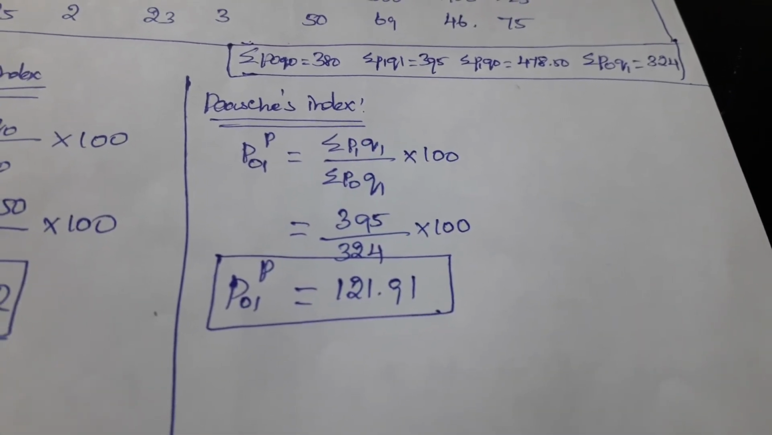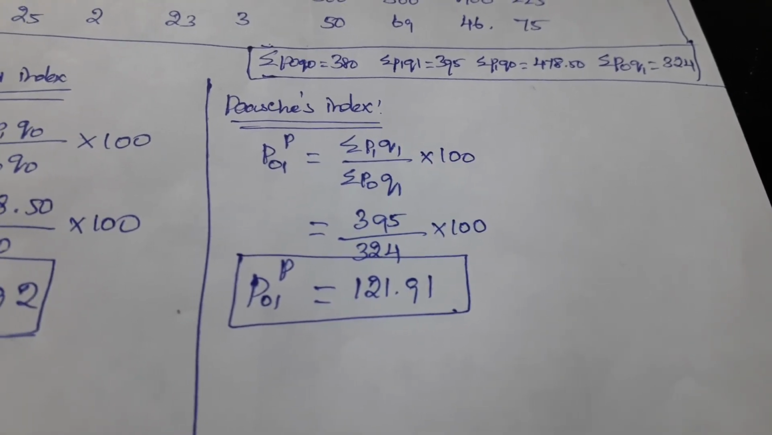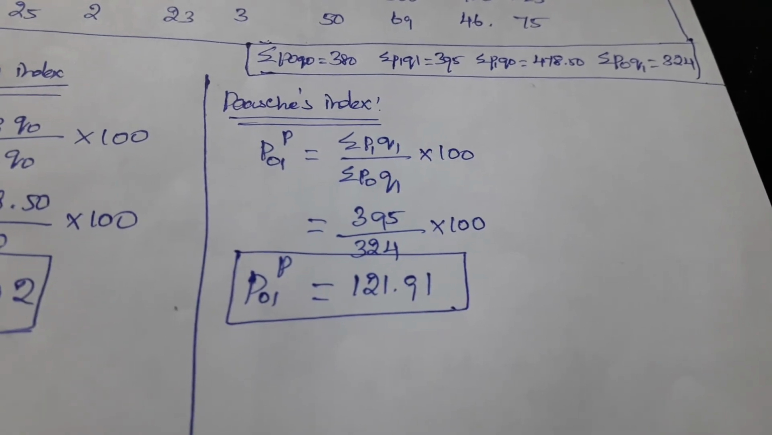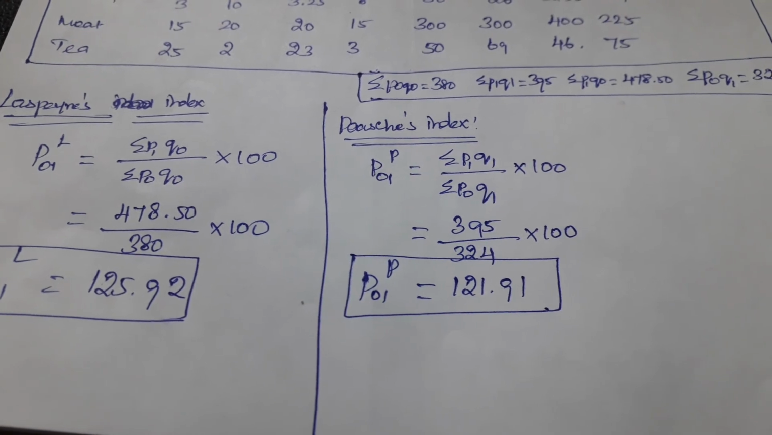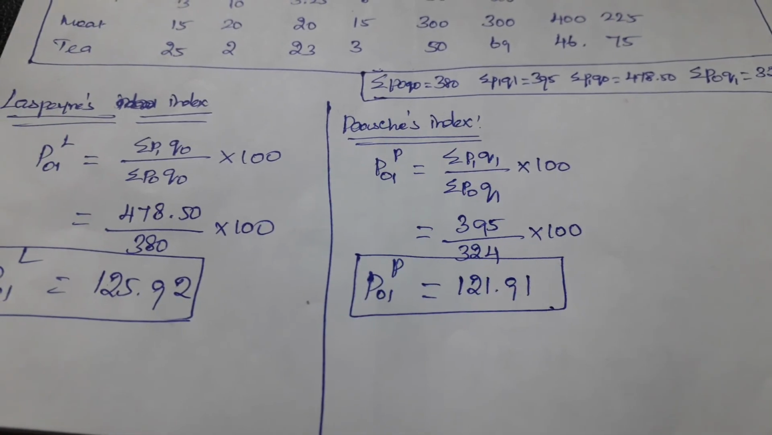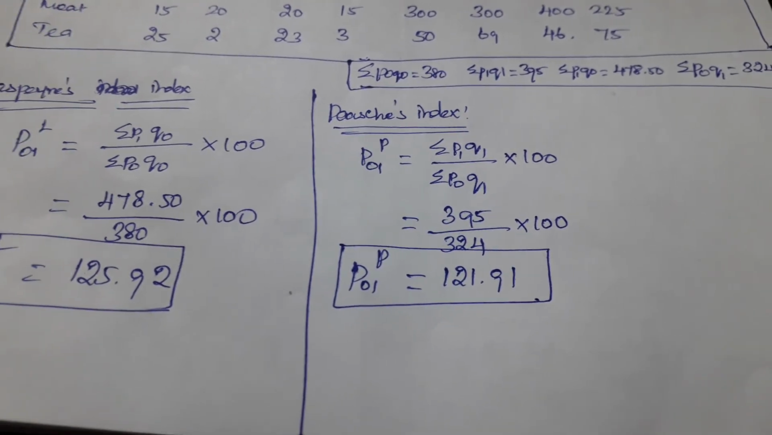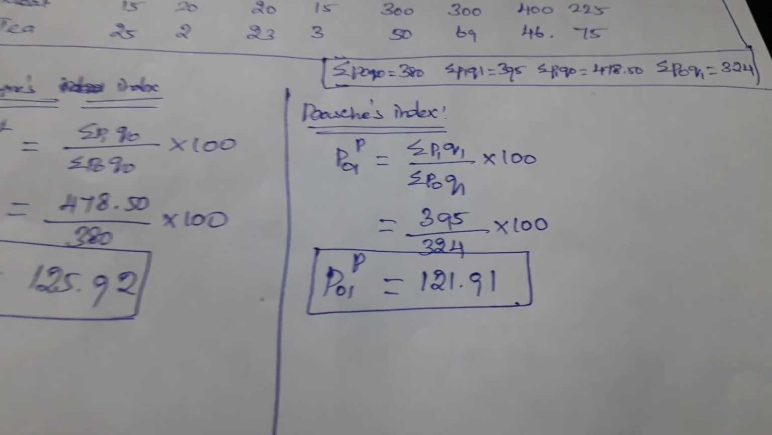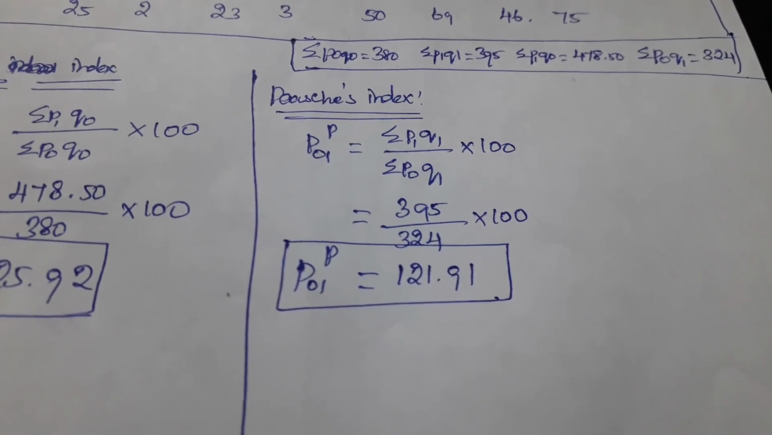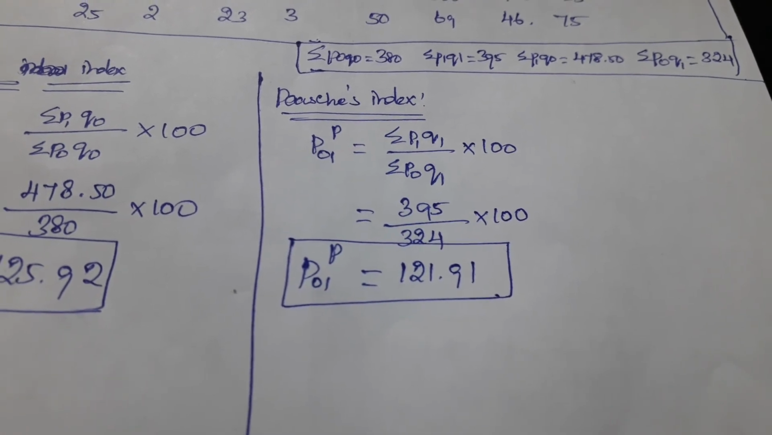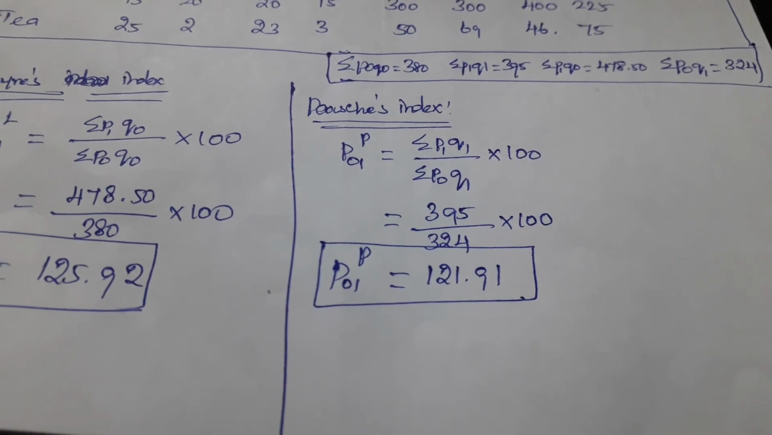Whereas for the Paasche index, we just change the formula: here it is Q0, there it is Q1. That is the only difference between the Laspeyres and Paasche methods. Just put the values in the formula, and we get the answer 121.91. Here the P indicates the Paasche index.